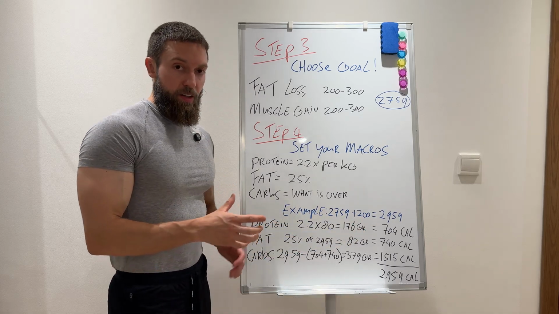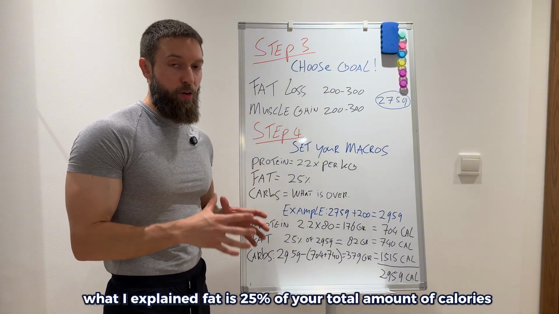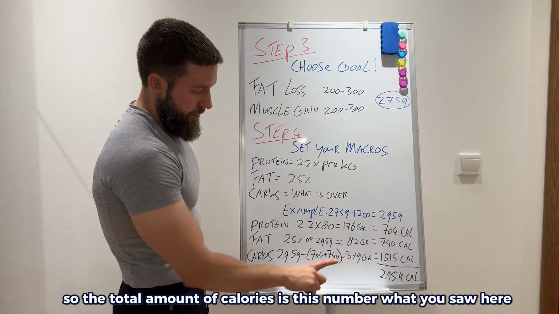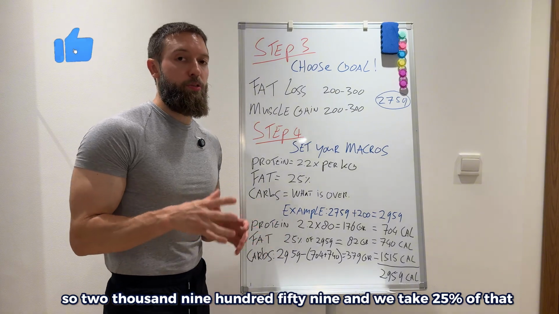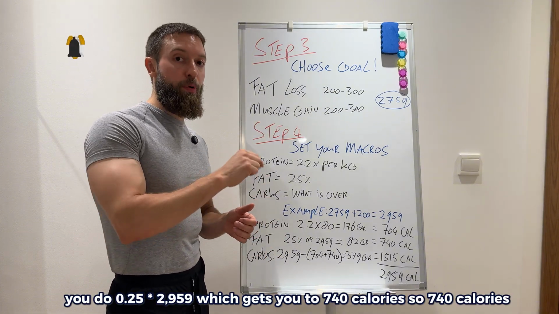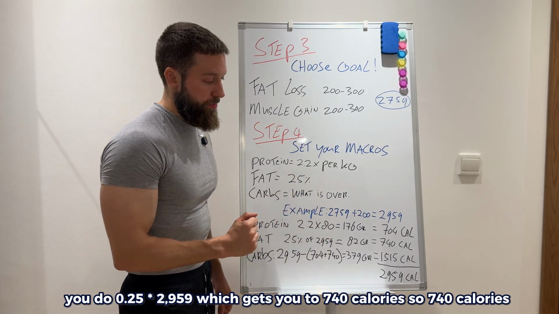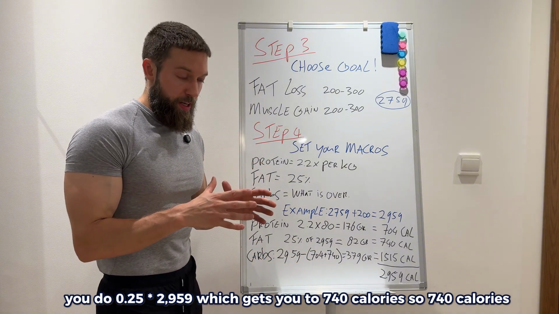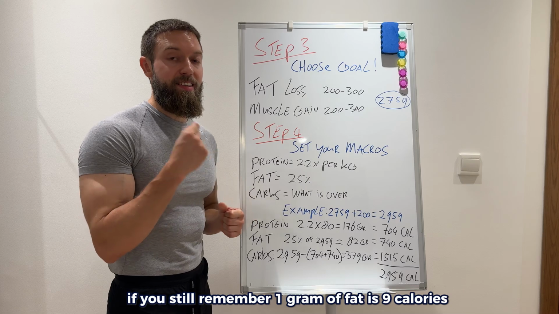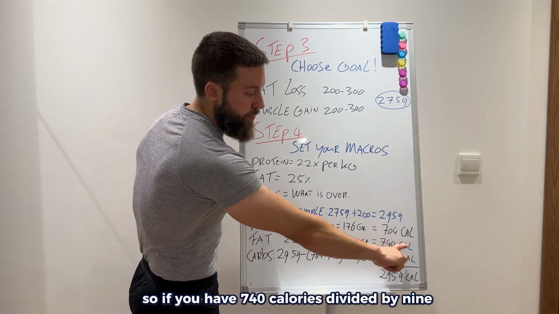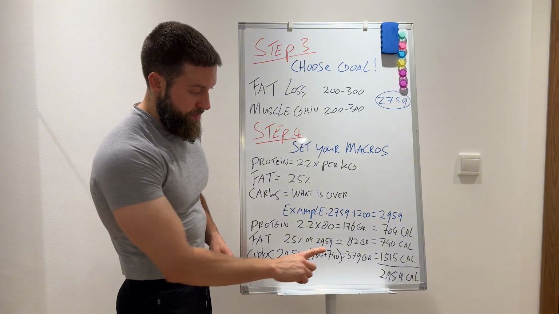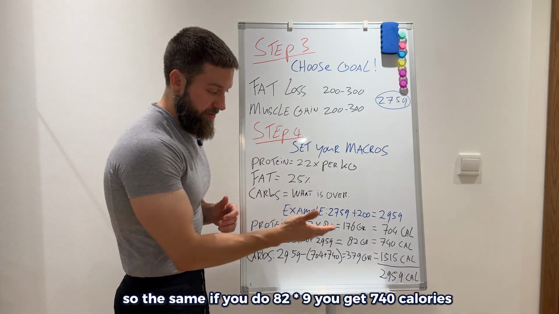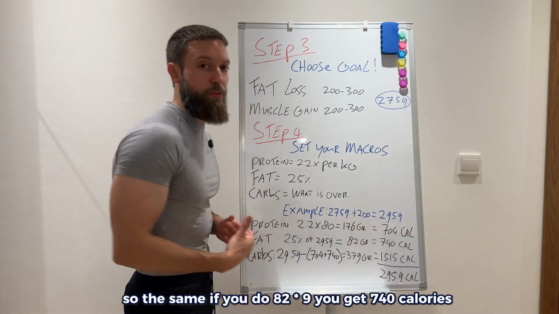So now we go to fat. What I explained, fat is 25% of your total amount of calories. So the total amount of calories is this number, what you saw here, 2,959, and we take 25% of that. So you do 0.25 times 2,959, which gets you to 740 calories. If you still remember, 1 gram of fat is 9 calories. So if you have 740 calories divided by 9, you get 82 grams of fat. I hope that still makes sense. The same, if you do 82 times 9, you get 740 calories.